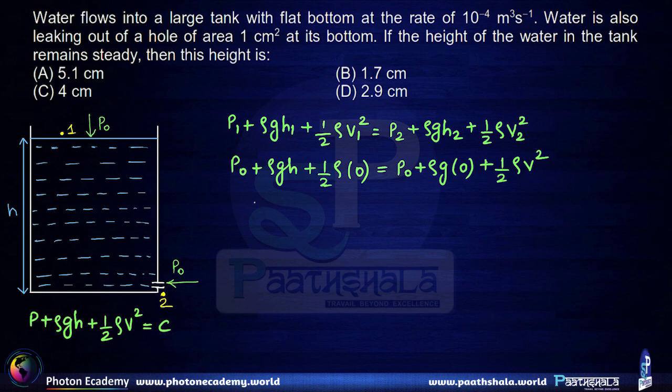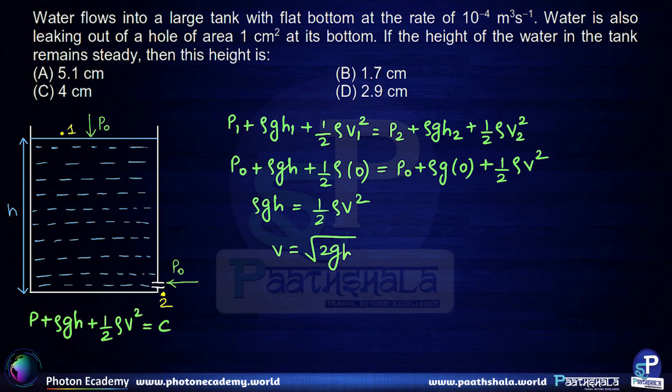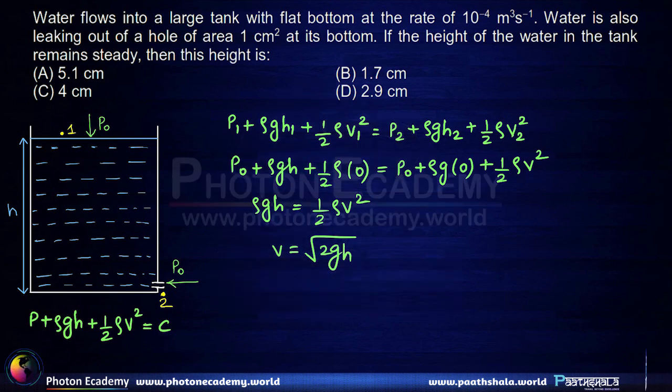This gives ρgh equals half ρv². So v comes out to be the square root of 2gh. This v is the velocity of the liquid at point 2. So water comes out from the hole at speed under root 2gh.